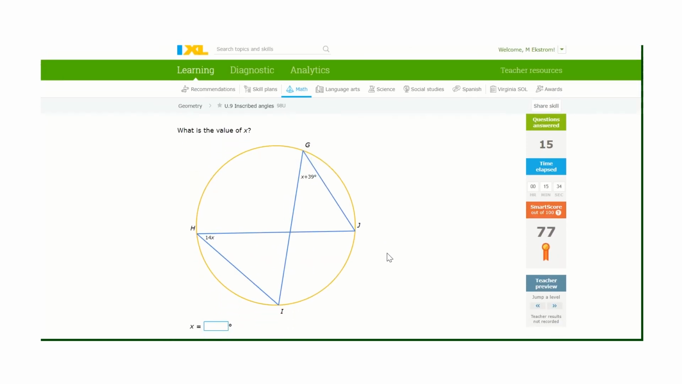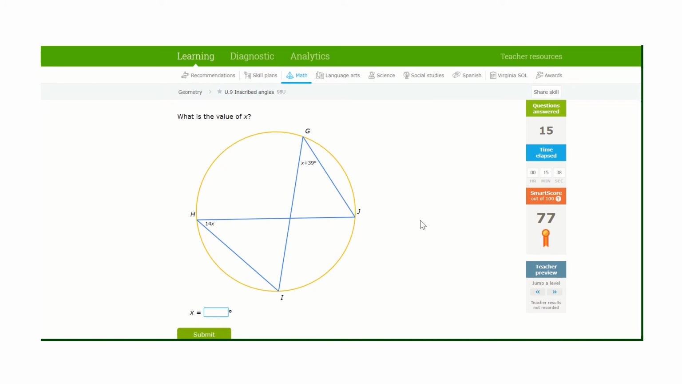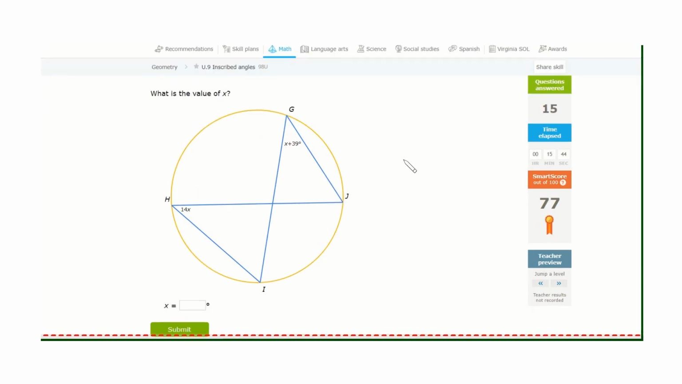Okay, and then here's a new kind we need to see, especially to get to 80. Just before you get to 80, they throw one of these at you. So what is going on here? They didn't give us a central angle. As a matter of fact, there's no central angle drawn. But what do we have?